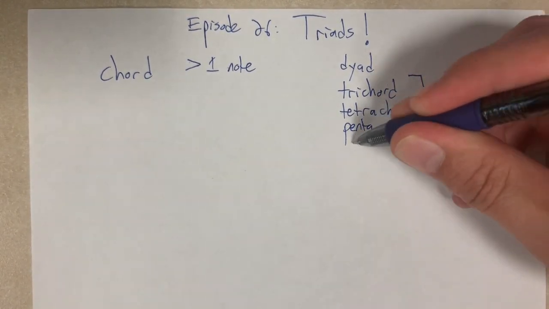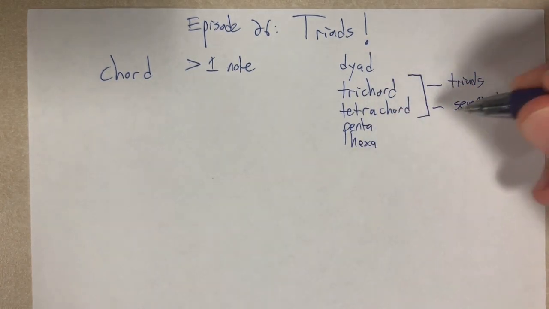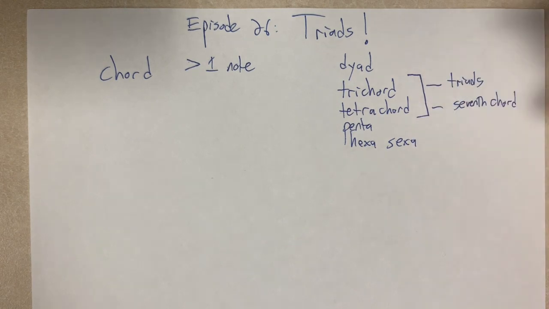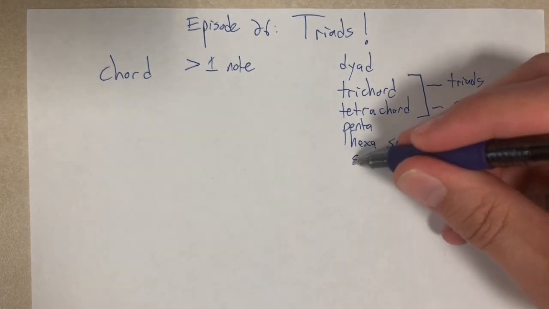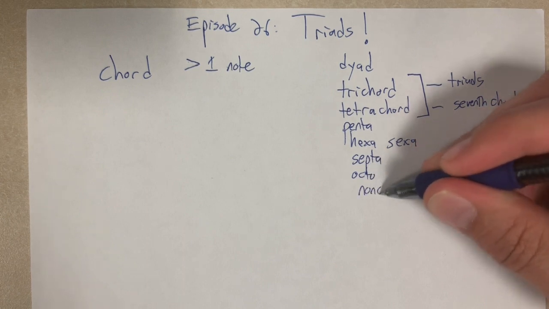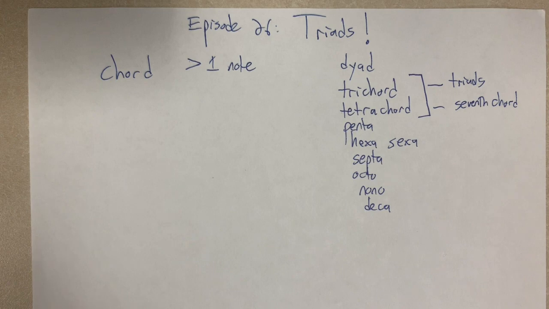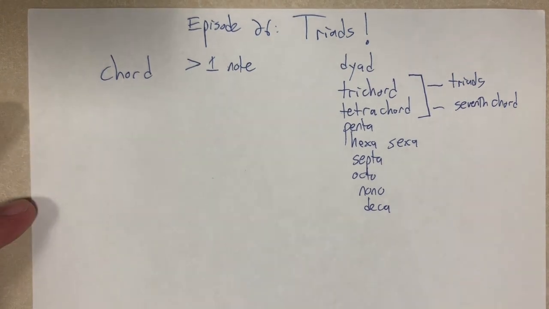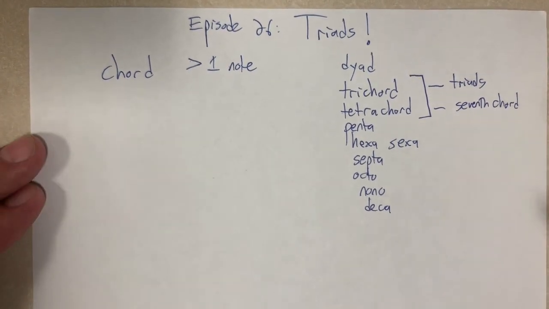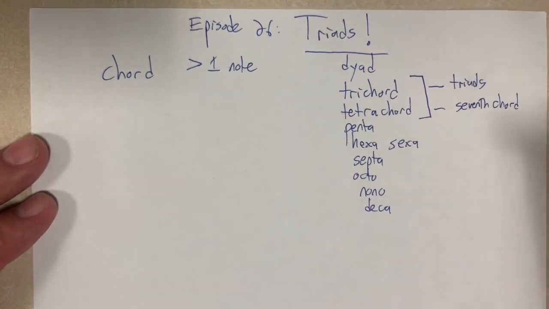You got your pentachords, your hexachords, but I like to call them sexachords because that sounds sexier. Septachords. You got your octachords. You got your nonachords. You got your decachords. I always forget the 11 one, but I mean, come on. Are you going to really play an 11-note chord? You can. It's cool with me. I don't care. Why am I telling you all this? I don't know. I forgot. Triads. That's what we care about.